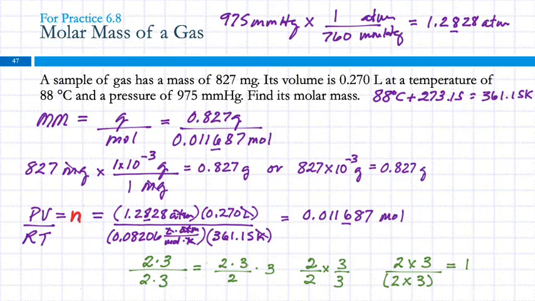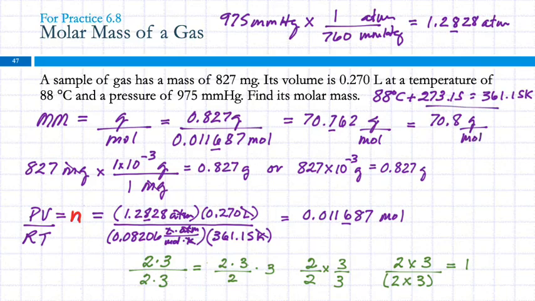So I've got 0.827 divided by 0.011687 equals... so I'd round this to 70.8 grams per mole. Anybody else come up with that? Got 70.9. That's still reasonable. If we get a little bit of difference in the last significant figure, those numbers are still considered to be the same.